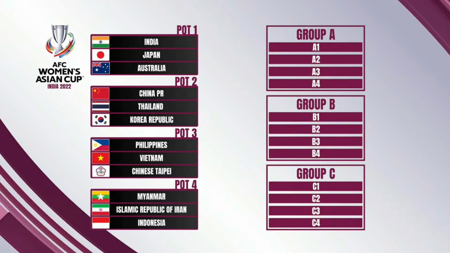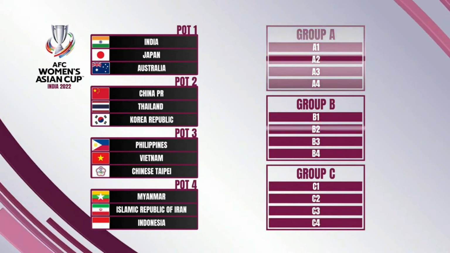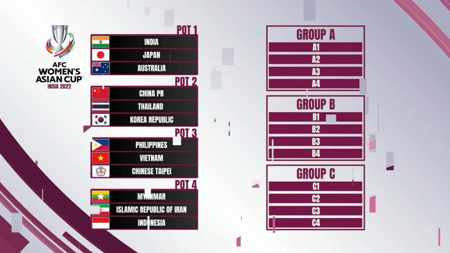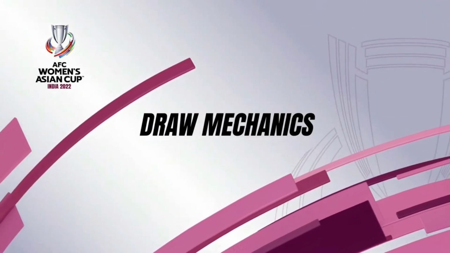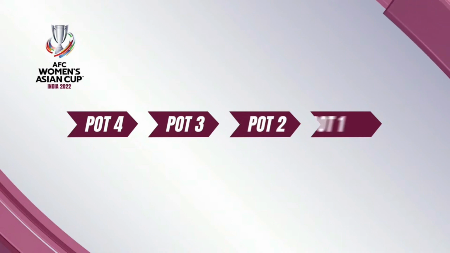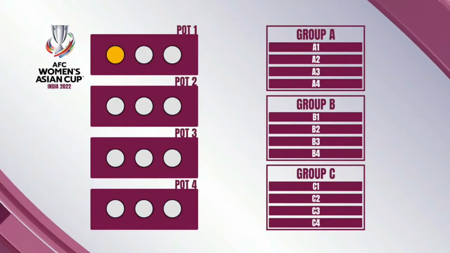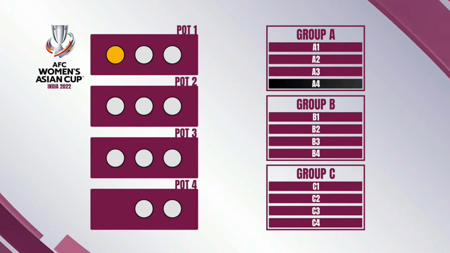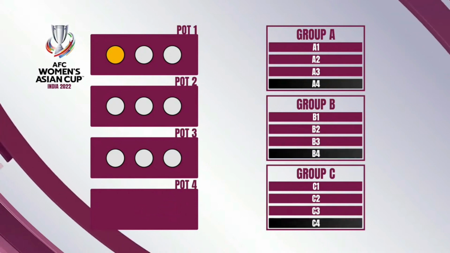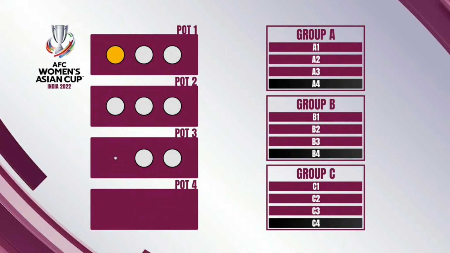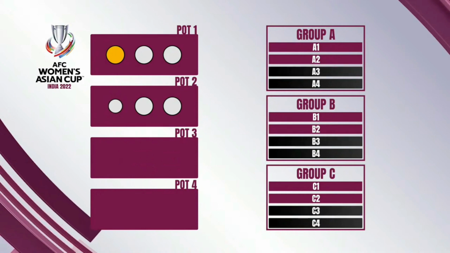The first to third ball drawn from each pot shall be placed in groups A, B and C respectively. Draw mechanics. The draw will take place in the following sequence: Pot 4, Pot 3, Pot 2, Pot 1. The first ball drawn from Pot 4 will be placed in position A4. The remaining balls will be placed in position B4 and C4 respectively. The same sequence will apply to pots 2 and 3 accordingly.